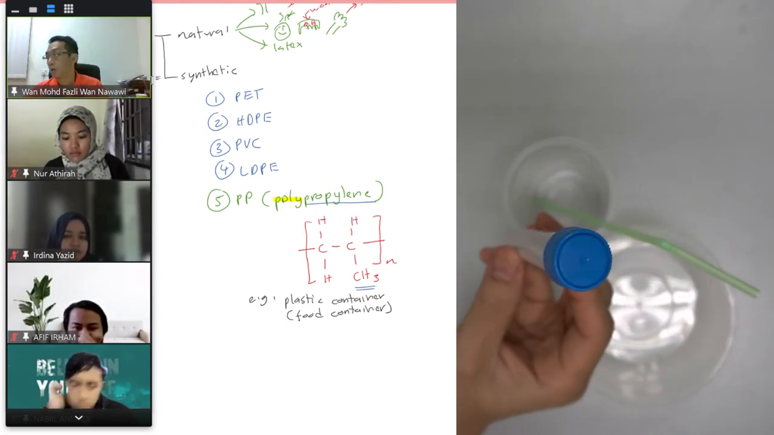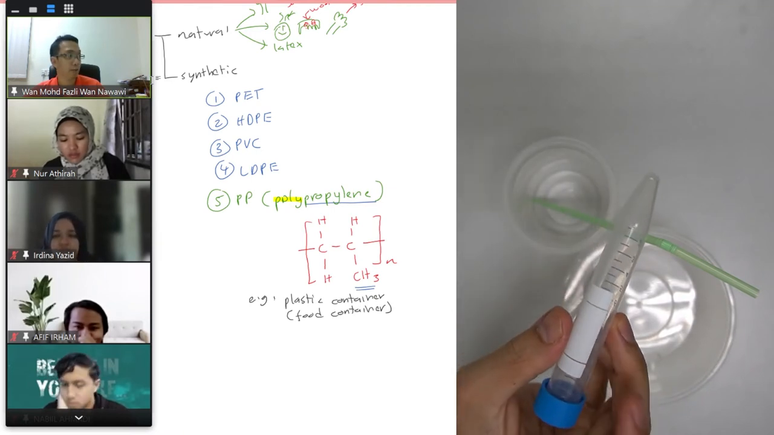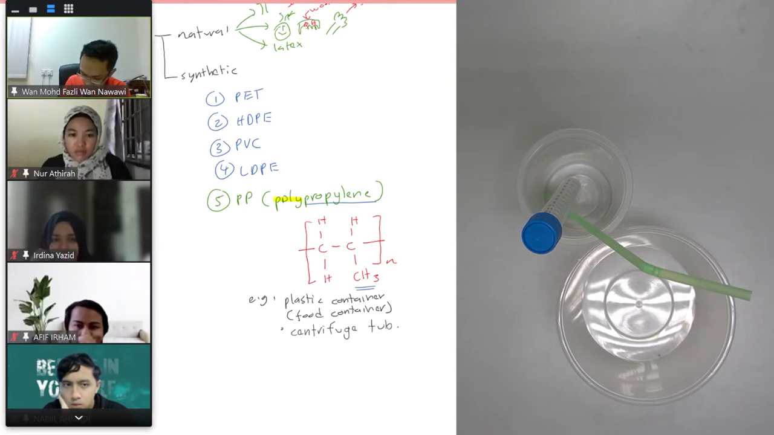So this tube, the body of this tube, is also made from polypropylene. So maybe I can add here another example: the centrifuge tube. Okay, what are the properties of polypropylene?